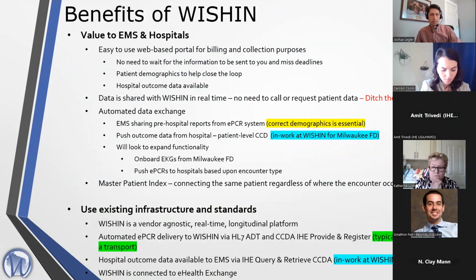We are connected to the eHealth Exchange. That's it at this point. TEFCA, the 5 or 6 QHINs were just released. We'll see how that plays out with the exchange of information.